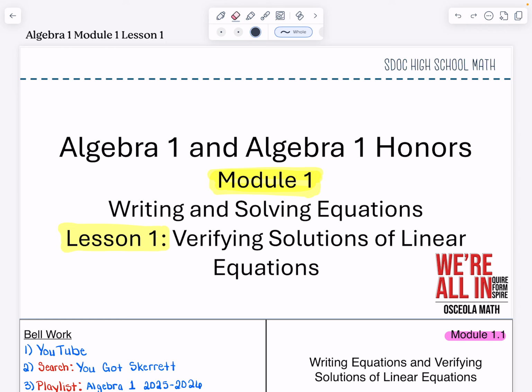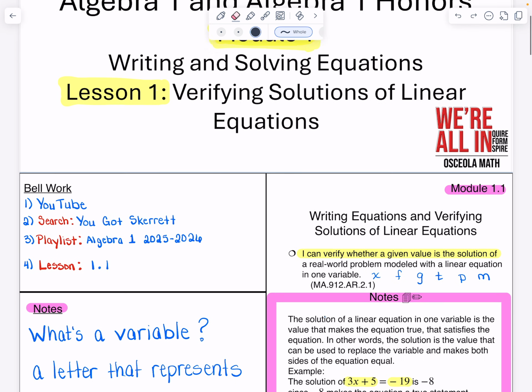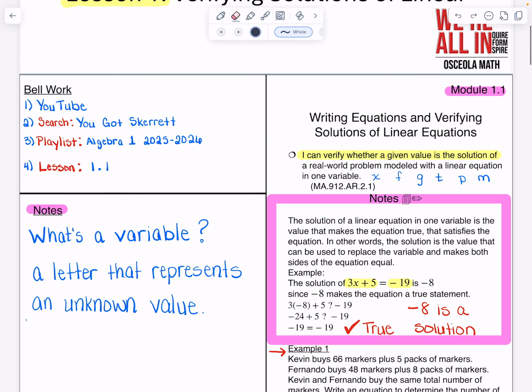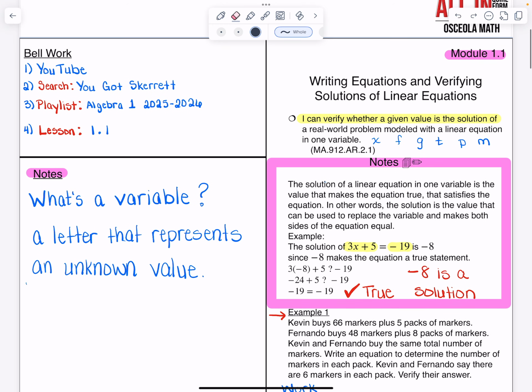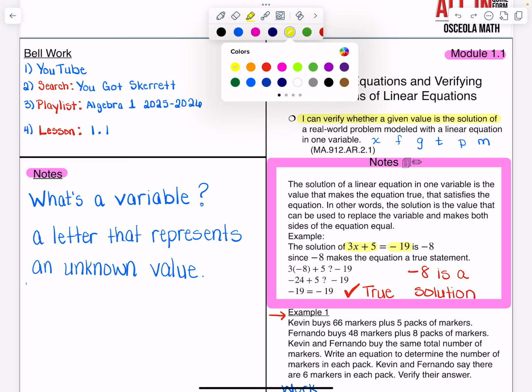Now in today's video, I'm going to talk about what I gave you. I normally won't talk about that, but I want to so you know what you have in front of you and what I'm looking at, and they're exactly the same, okay? The very first thing I gave you was that packet, and the very first page looks like this, where it says Module 1.1, writing equations and verifying solutions of linear equations.